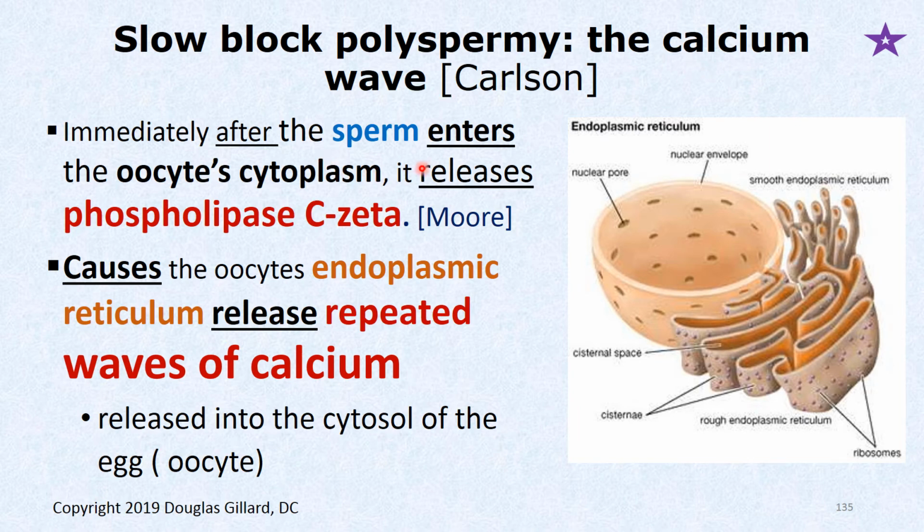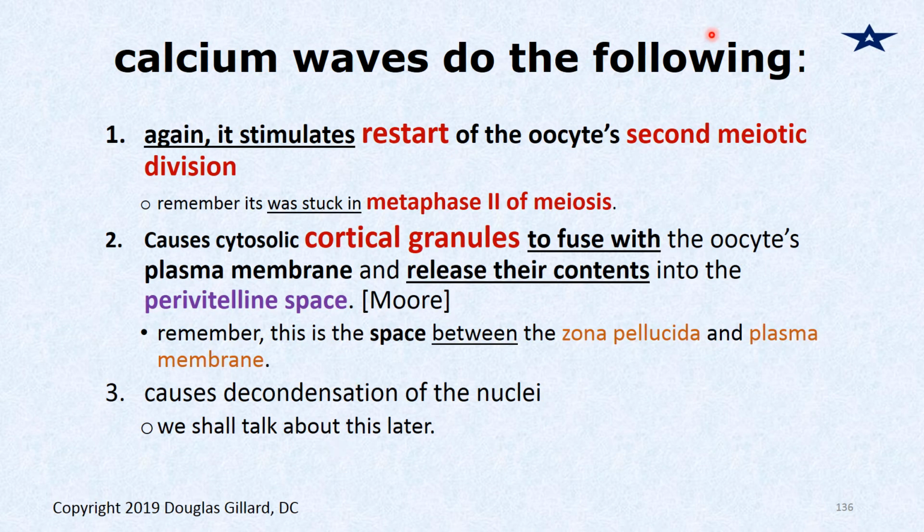So immediately after the sperm enters the cytosol, it releases something called phospholipase C zeta, and that comes out of the sperm. So it causes the oocyte endoplasmic reticulum to start cranking out waves of calcium ion just sweeping through the cytosol. And that calcium ion does a few things.